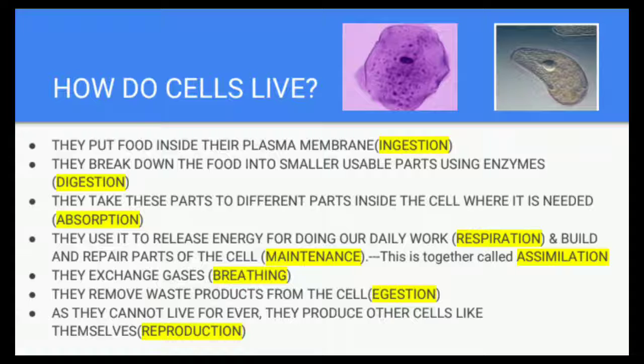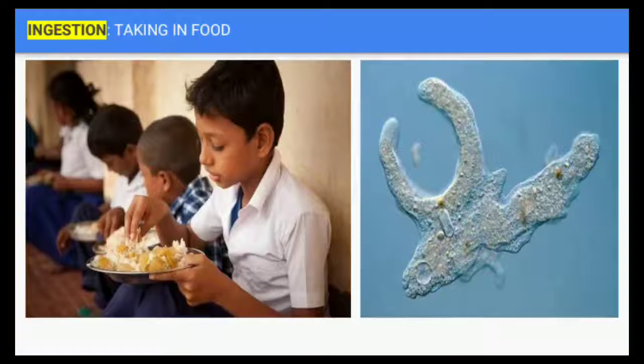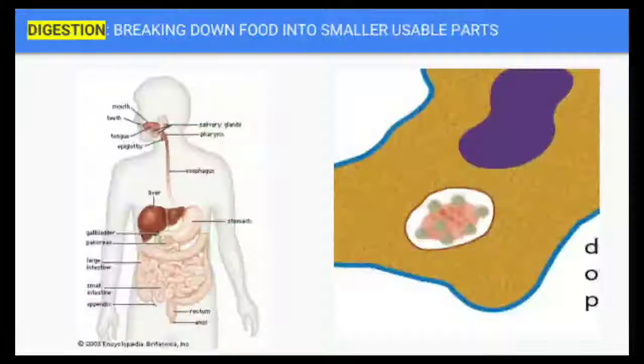They also exchange gases by diffusion, that is called breathing, and they remove waste products from the cell. This is also called egestion or excretion. As they cannot live forever, they also produce their own kinds of living cells. This is called reproduction. Let us look at each point one by one. Ingestion, taking in food. We can see the boy eating food. We can see the amoeba producing pseudopodia, false legs, and covering the food and engulfing it. So you can see both of them are taking in food.